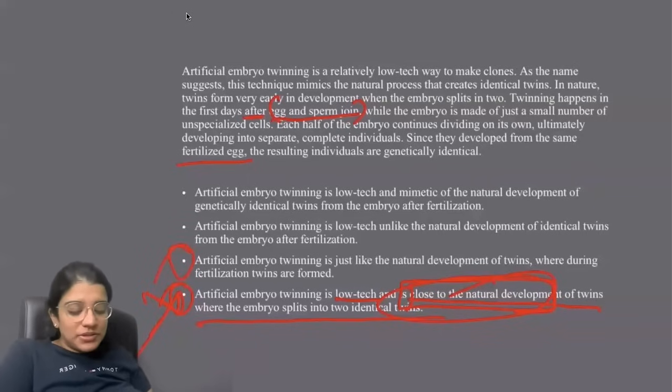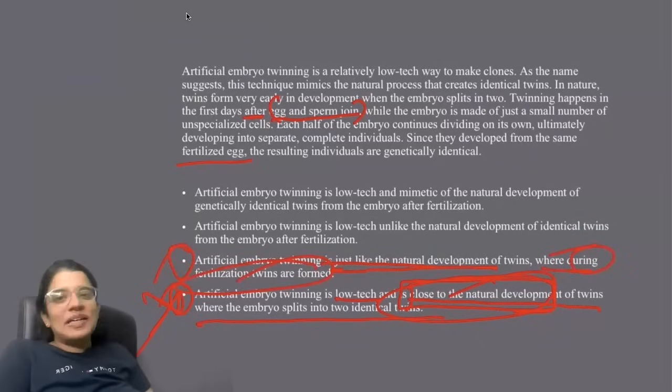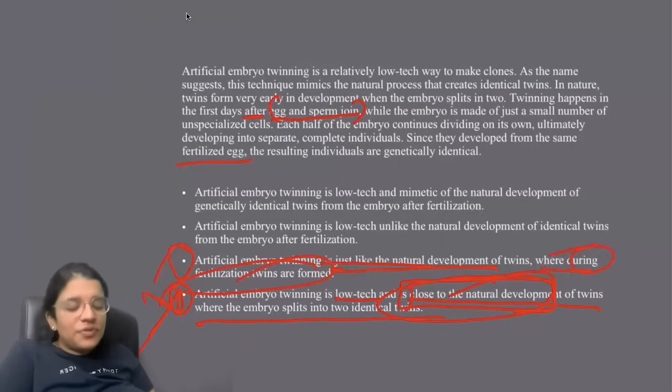What does option C say? Artificial embryo twinning is just like the natural development. Fine. Seems correct. Where during fertilization twins are formed. We have clearly read in the paragraph that during fertilization twinning does not happen. When does twinning happen? It happens after the fertilization. This word after is to be kept in mind here. So this is also eliminated.